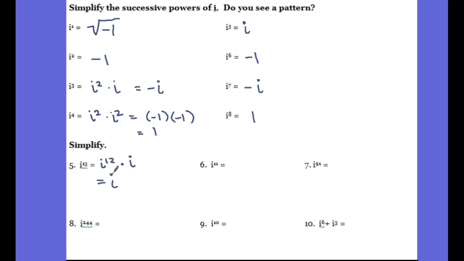i to the 11. What multiple of 4 is near 11 but less than 11? So it can't be over it. 8. So i to the 11 is i to the 8 times i cubed. How many between 8 and 11? i to the 8 is always 1, and i cubed is negative i, so i to the 11 is negative i.